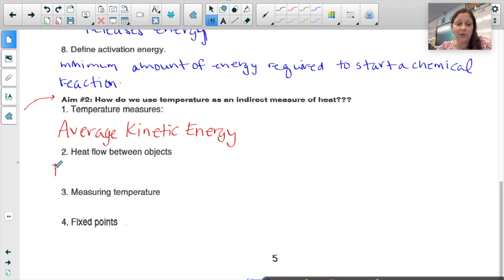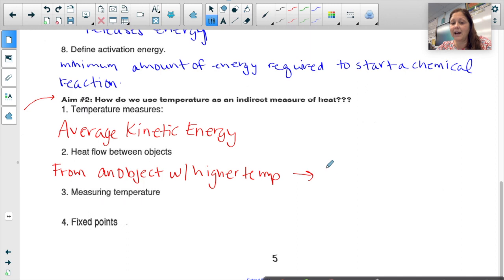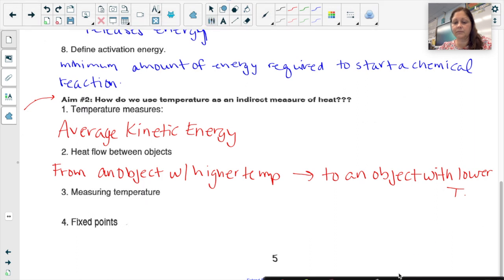It will always flow from an object with higher temperature to an object with lower temperature. We measure temperature with a thermometer.